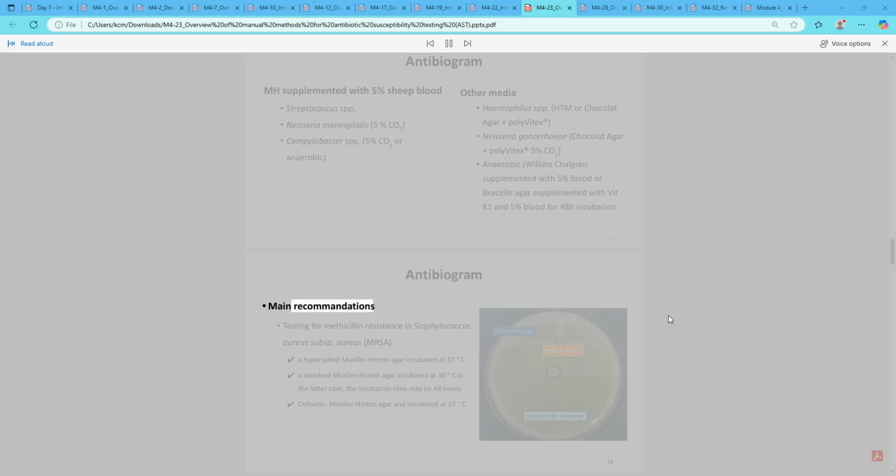Antibiogram. Main recommendations: testing for methicillin resistance in Staphylococcus aureus subsp. aureus, MRSA. Either a hypersalted Mueller-Hinton agar incubated at 37 degrees Celsius, or a standard Mueller-Hinton agar incubated at 30 degrees Celsius, in the latter case the incubation time may be 48 hours. Or cefoxitin on Mueller-Hinton agar incubated at 37 degrees Celsius.